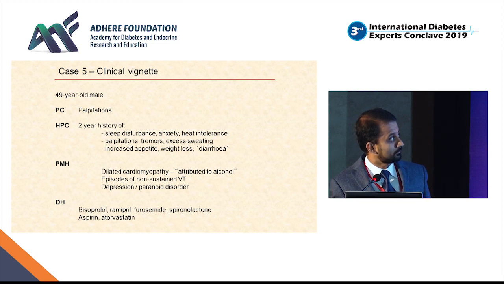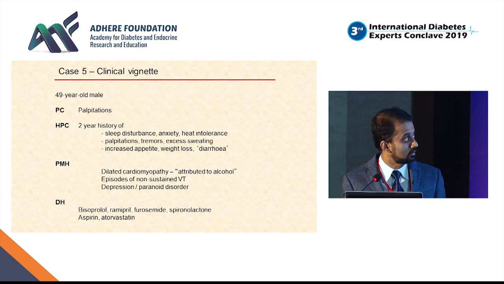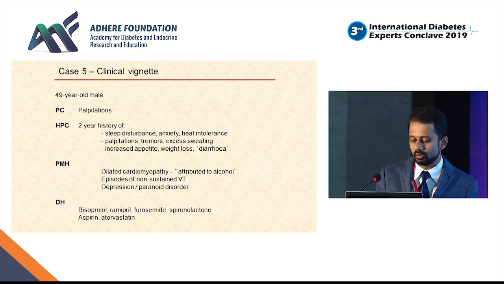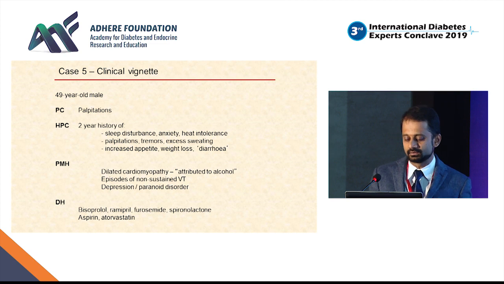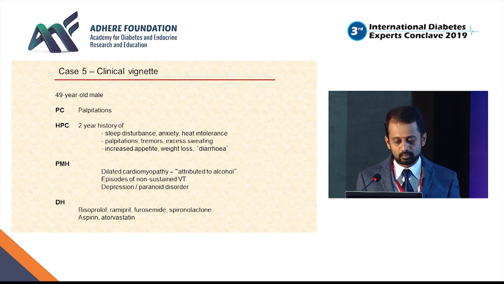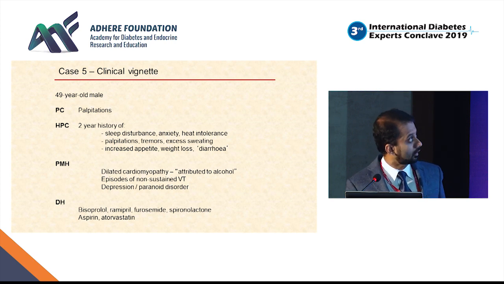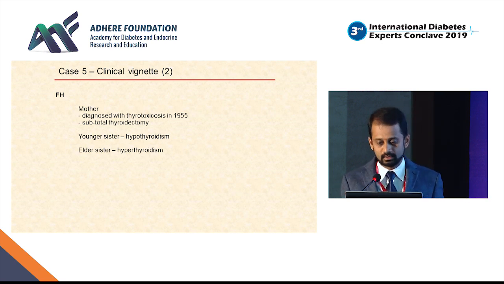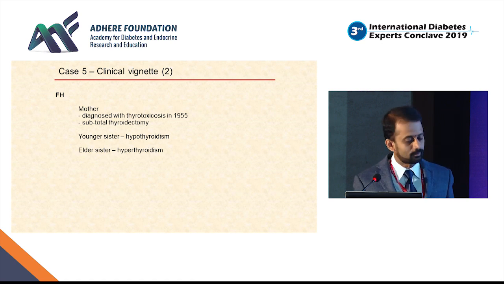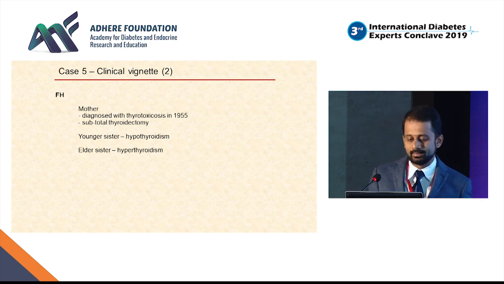A 49-year-old with palpitation, a 2-year history of sleep disturbance, anxiety, heat intolerance, palpitation, and tremor, and we got a dilated cardiomyopathy attributed to alcohol, with episodes of non-sustained VT. So beta blocker, ACE inhibitors, furosemide, aspirin, and atorvastatin are there. You typically manage it as a proper cardiac condition with VT in the background. Family history: the mother was diagnosed with thyrotoxicosis in 1955 and had a subtotal thyroidectomy. So there is something dodgy happening in the family. Hypo, hyper, all are there. It's a strong family history.